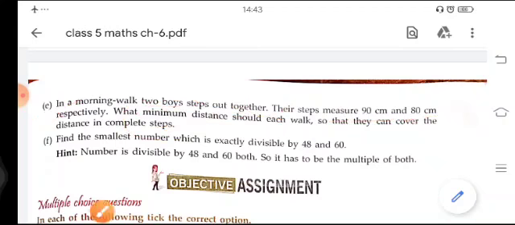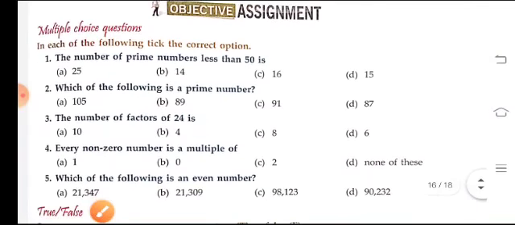Okay students, next you have an objective assignment. These objective assignments are based on your whole chapter's topics. Now what you have to do is practice all the sums of your exercise. Practice as much as you can, and try to solve the objective assignment on your own, so that you can check yourself whether you have understood your topic or not. Hope you have understood your chapter.